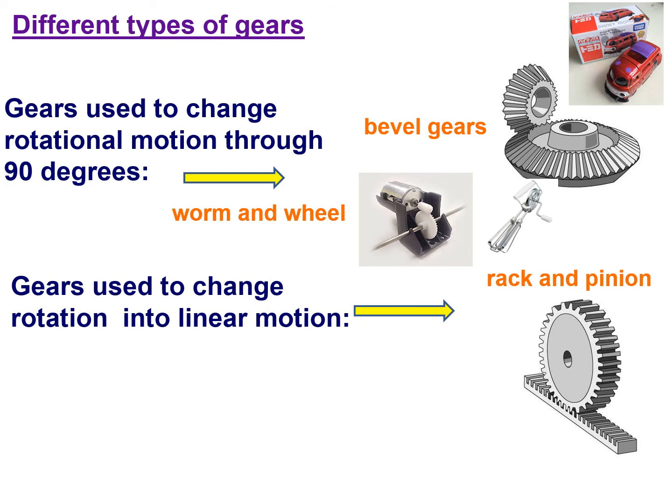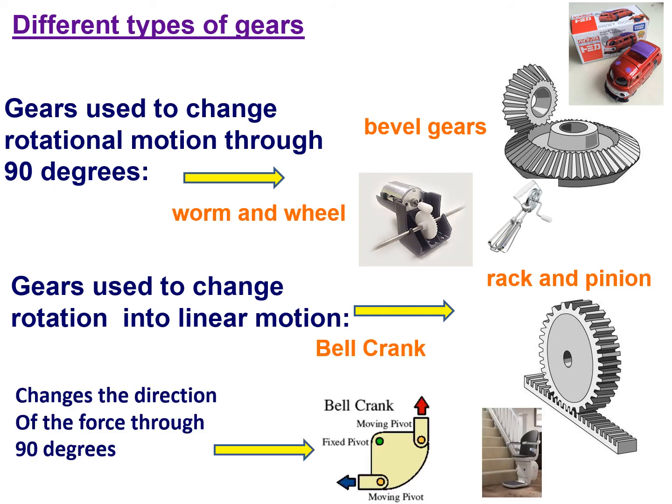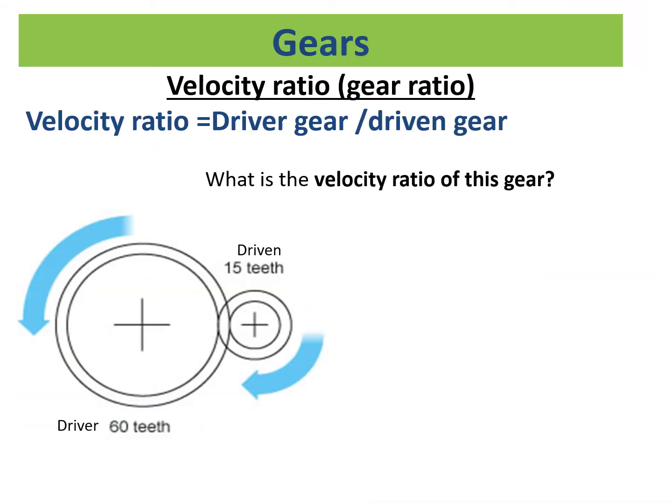This is similar with a worm wheel. A rack and pinion, this uses gears to change rotation to a linear motion. For example, a stair lift. The last type of gear is a bell crank. This changes the direction of the force through 90 degrees.